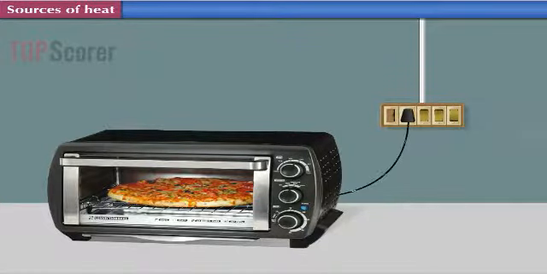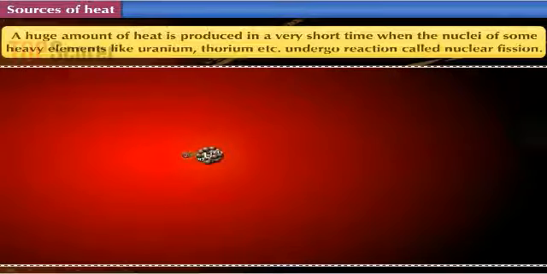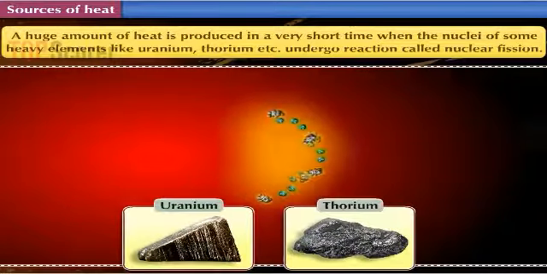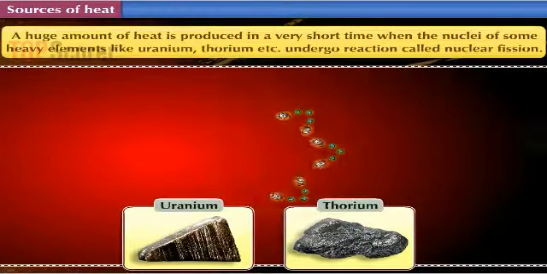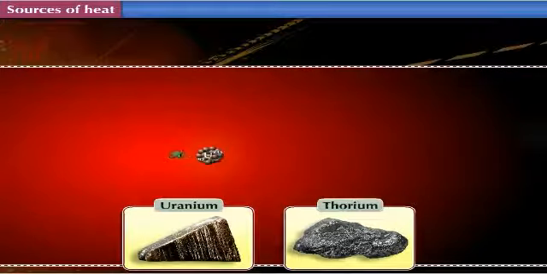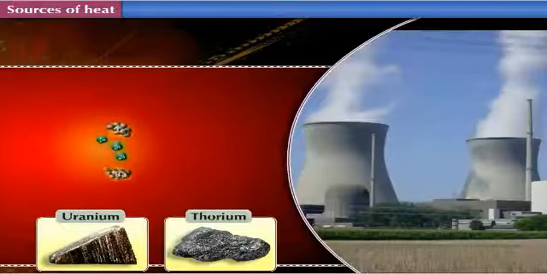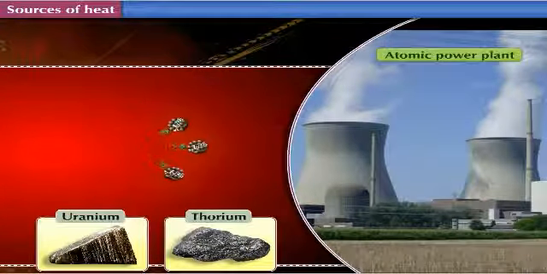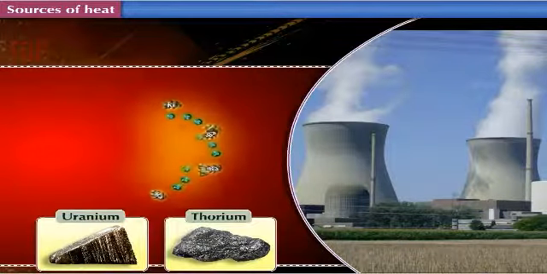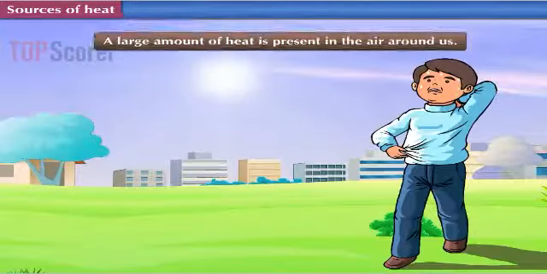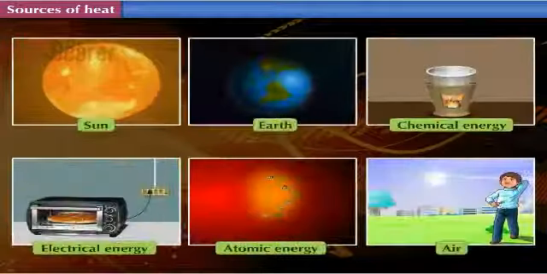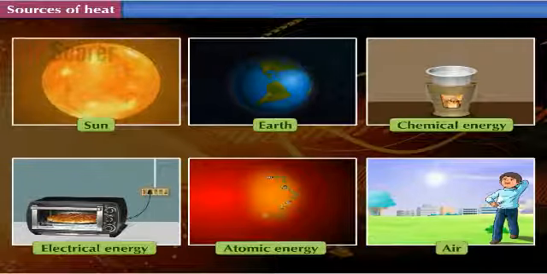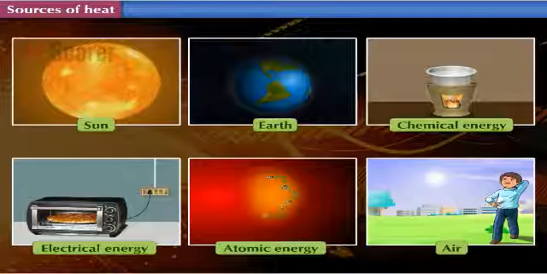Next is atomic energy. A huge amount of heat is produced in a very short time when the nuclei of some heavy elements like uranium, thorium, etc. undergo a reaction called nuclear fission. This is used in atomic energy projects like power plants based on atomic energy. Another source is air. A large amount of heat is present in the air around us. After knowing the sources of heat, let us now proceed to learn about the term temperature in detail.